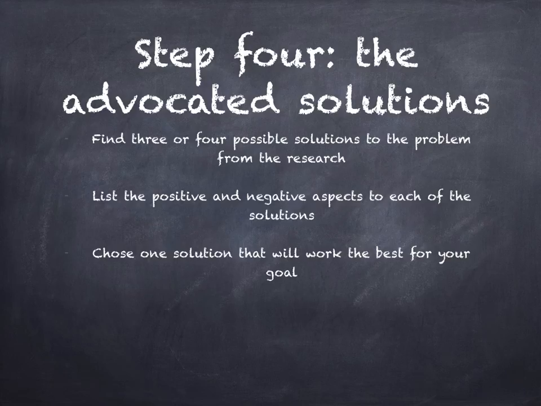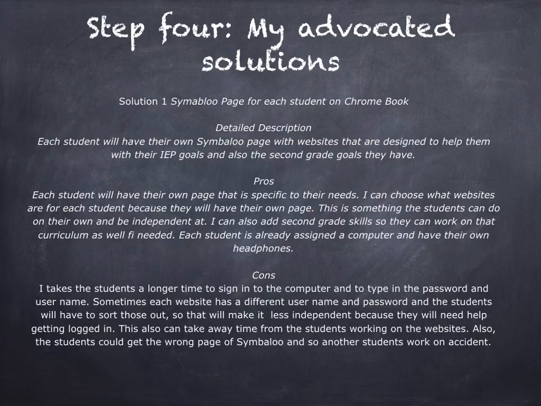Step 4 is the advocated solutions. This is where you find 3 or 4 possible solutions from your research that you think would actually work for you and for your students. List the positives and negatives. Think about what will actually really work in your classroom and be doable for you and your students. And then go ahead and choose the one solution that you think will work best for you after going over those pros and cons.